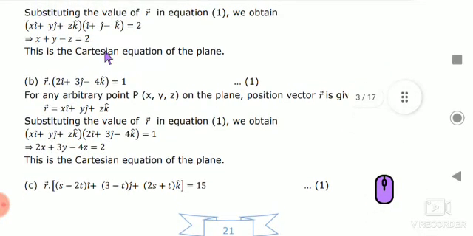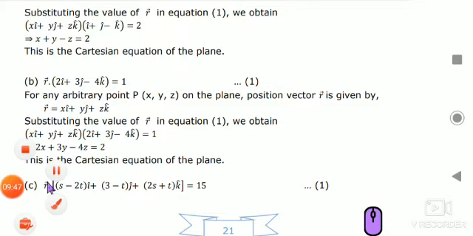Let us begin with the next one. Vector r dot 2i plus 3j minus 4k is equal to 1. The dot product between these two vectors is nothing but 2x plus 3y minus 4z is equal to 1, which is the required equation of the plane in the Cartesian form. Now the third question is given for homework. You can try.